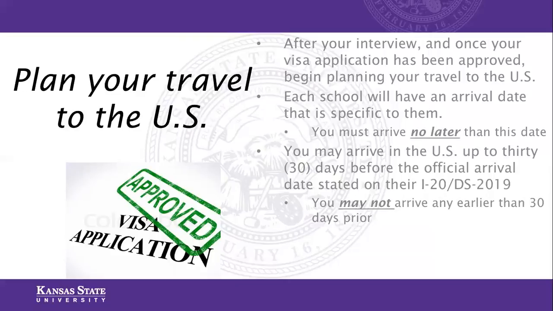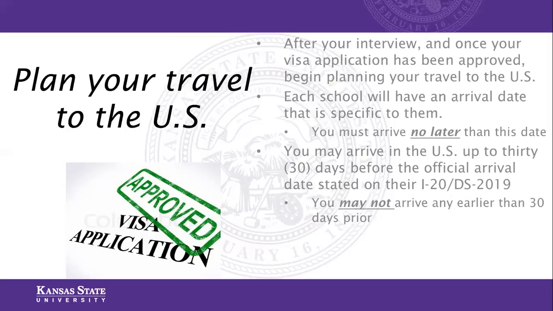So after your interview and your visa has been approved, you can begin planning your travel to the US, like Kristen mentioned. You'll want to check with your school and also check your I-20 or DS-2019 to determine the official arrival date for that specific school. Each school's arrival date is different. It's specific to that school's academic calendar. So if you are admitted to multiple schools, don't just look at one of the I-20s and assume it's the same for all of them. It's going to be specific to whichever institution you intend on attending.